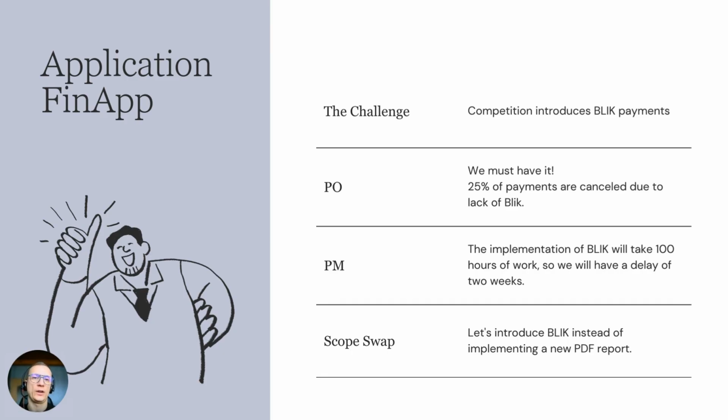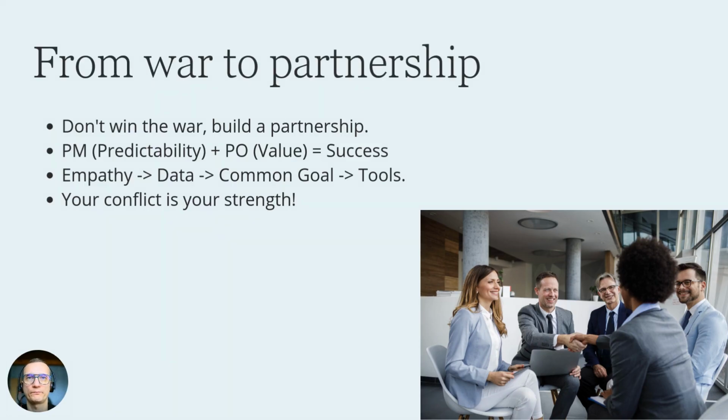And now, if we have an innovation budget, we can use such an innovation budget. If we don't have such a budget, then we can apply a scope swap and then propose that, okay, we can implement this payment now with BLIK, but it will be at the cost of a new PDF report. If that's okay for the stakeholders, for the product owner, then we implement it, we work on this BLIK payment feature, and we do the PDF report implementation some other time at a later date.